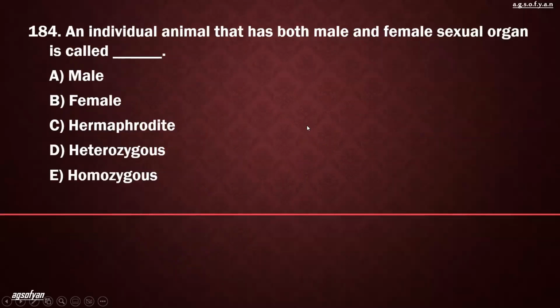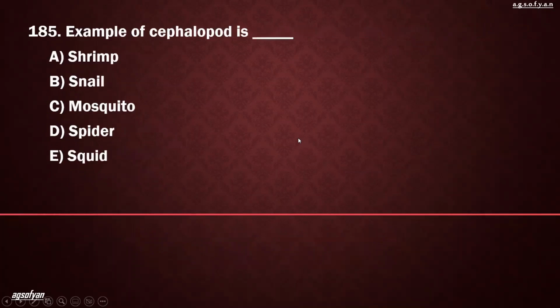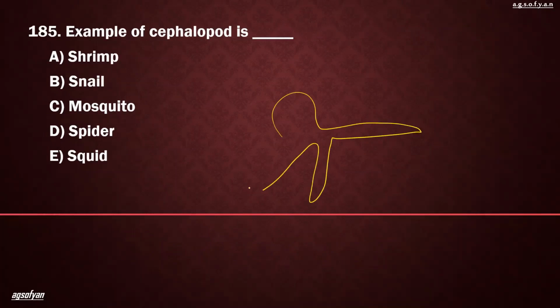An individual animal that has both male and female sexual organs is called, so this individual has both male and female. Okay? Like a snail, for example, they have a vagina and also a penis in the same organism. What do you call that? C. Hermaphrodite. Hermaphrodite. That's I think the general term, right? Hermaphrodite.